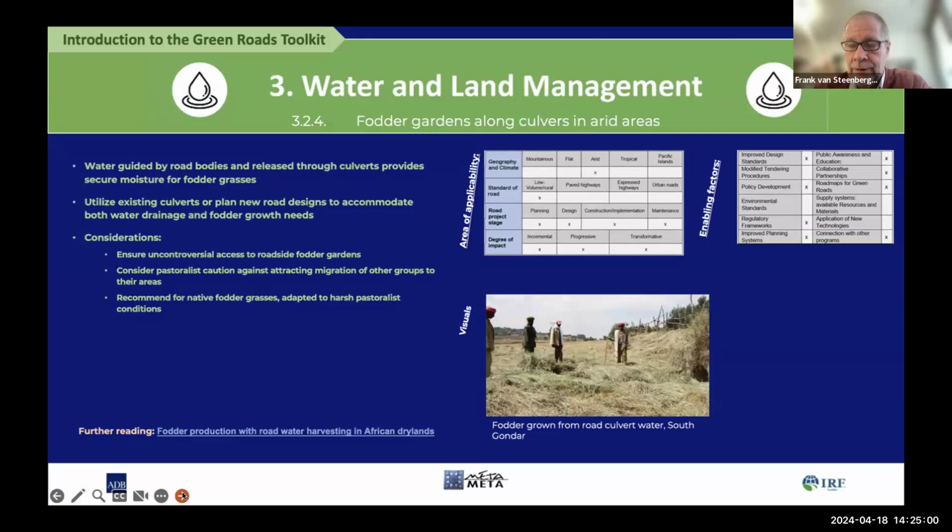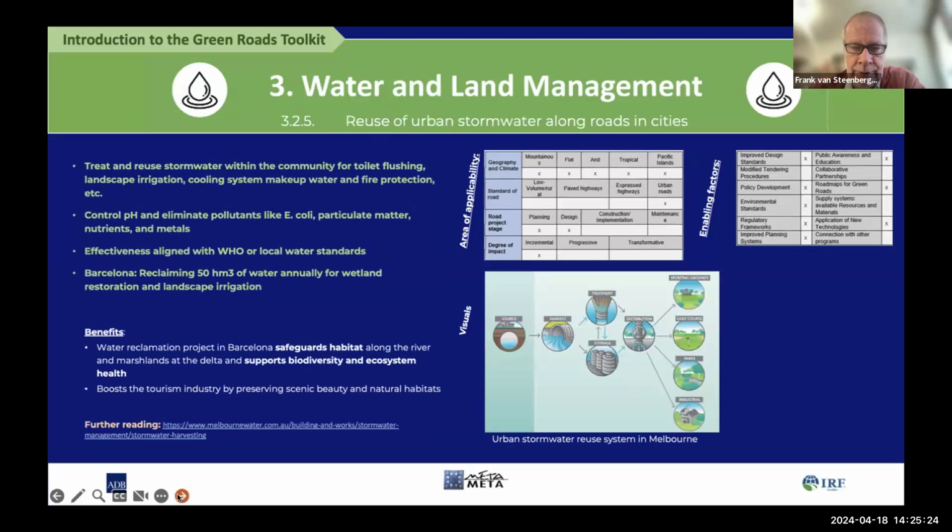You also need to think of turning this fodder into hay. What fodder grasses to use? Usually it's the native fodder grasses because they are adapted to the environment. So there are a lot of additional measures that make this successful, but they're all very doable, and we've seen that these are interventions that, once started, get replicated easily.